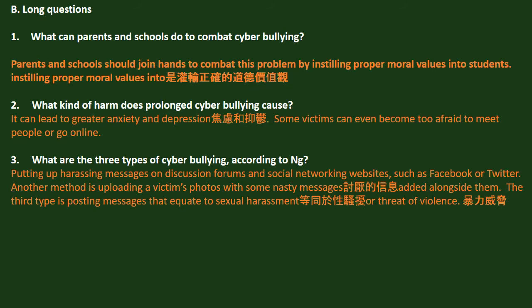1. What can parents and schools do to combat cyberbullying? Parents and schools should join hands to combat this problem by instilling proper moral values into students. 2. What kind of harm does prolonged cyberbullying cause? It can lead to greater anxiety and depression. Some victims can even become too afraid to meet people or go online. 3. What are the 3 types of cyberbullying, according to Putting up harassing messages on discussion forums and social networking websites such as Facebook or Twitter. Another method is uploading a victim's photos with some nasty messages added alongside them. The 3rd type is posting messages that equate to sexual harassment or threat of violence.